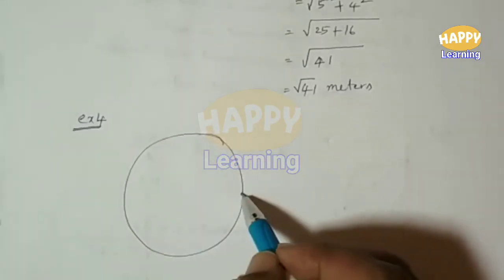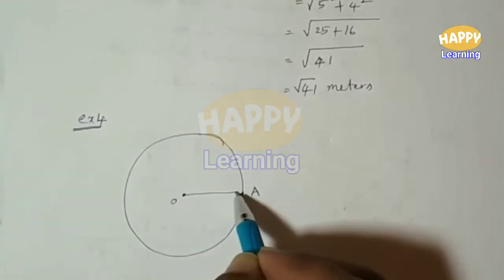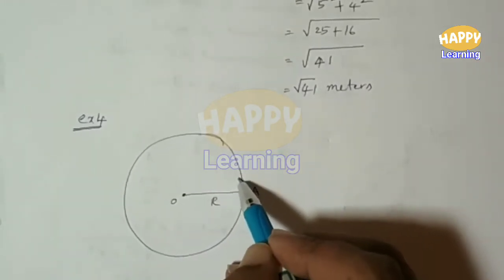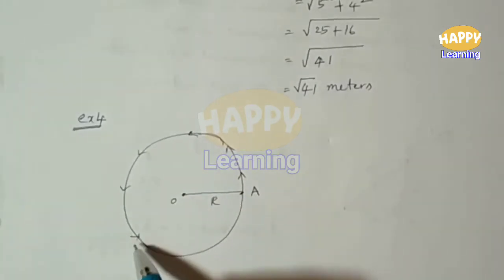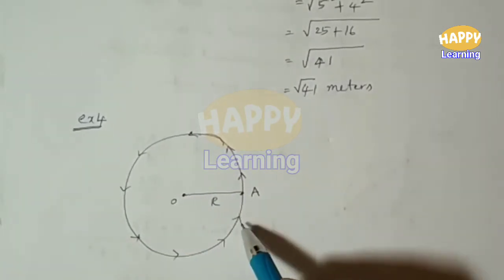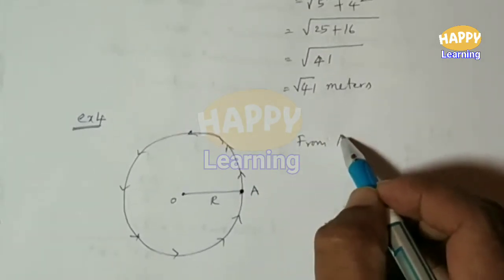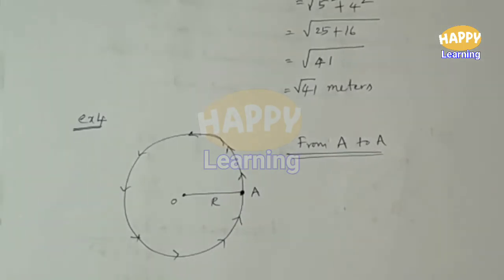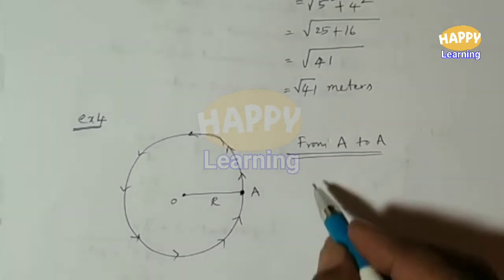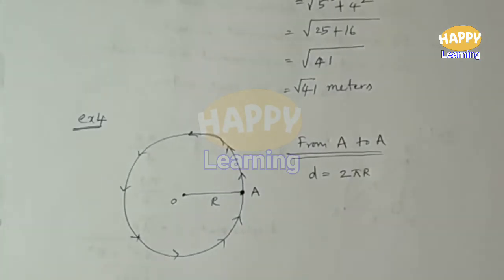A particle has started from A on the circumference of the circle of radius r. It started from A and completed one circle and finally reached the same point A. From A again to A. It has traveled from A to A. Distance D is equal to 2 pi r, that is the circumference of the circle.